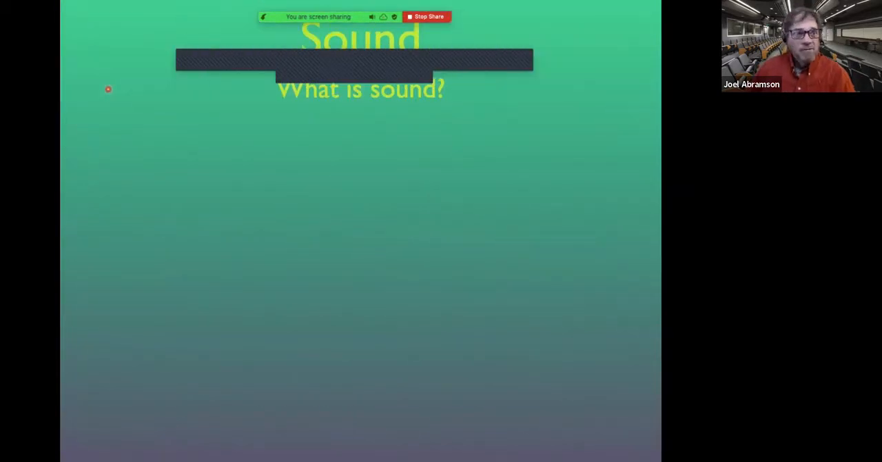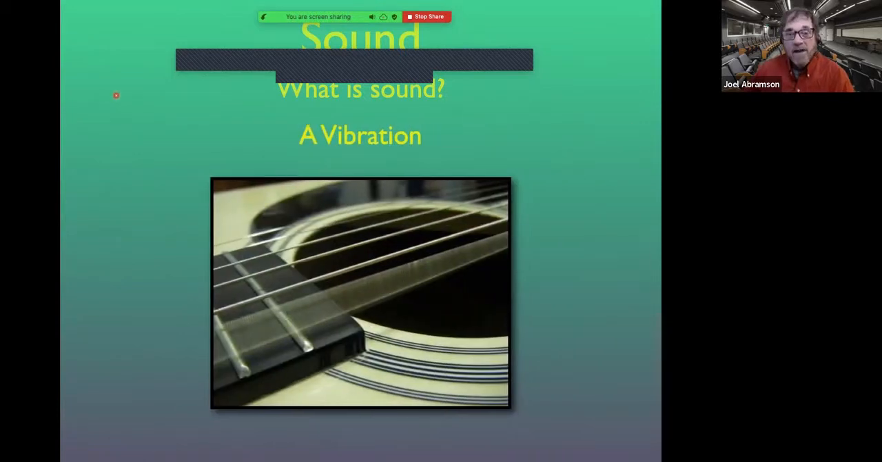So first off, what is sound? All right. We can have a big discussion about what is sound, but essentially what sound is, it starts off as a vibration, whether it's your larynx, your vocal cords vibrating, or the string of a guitar or of a violin. That's where the sound emanates from. Sound starts with a vibration.